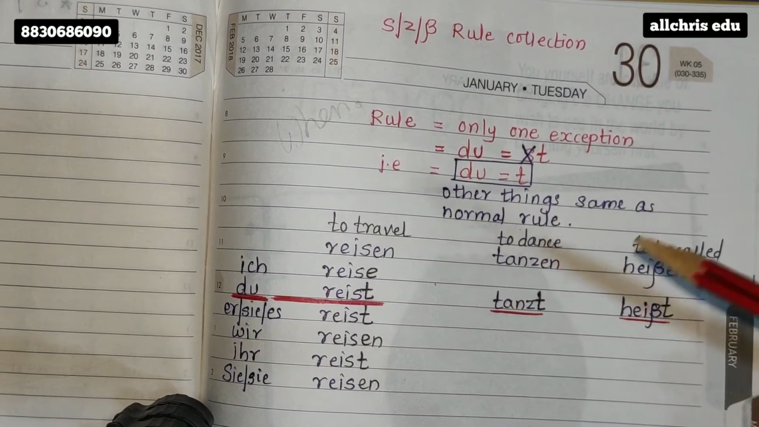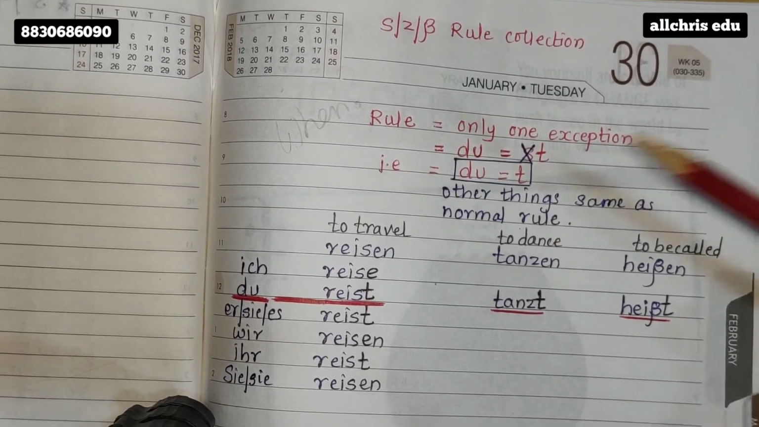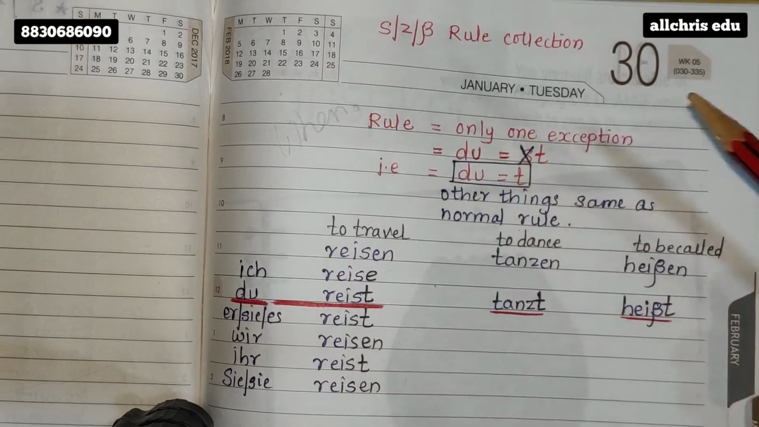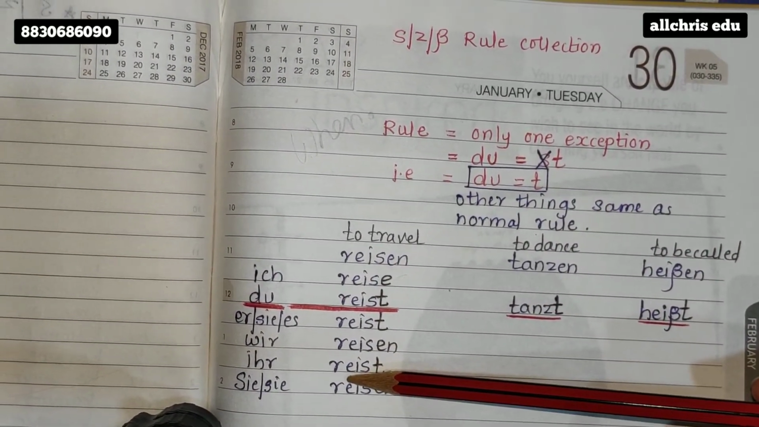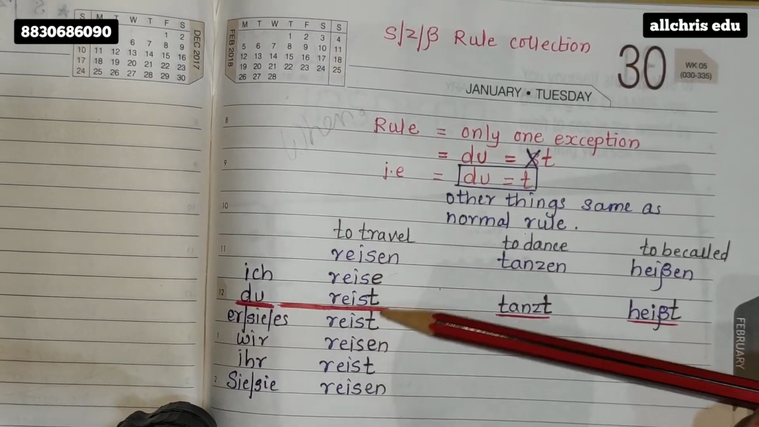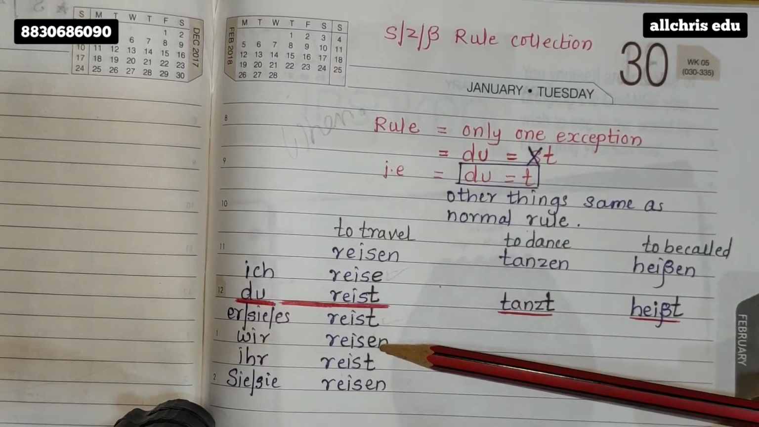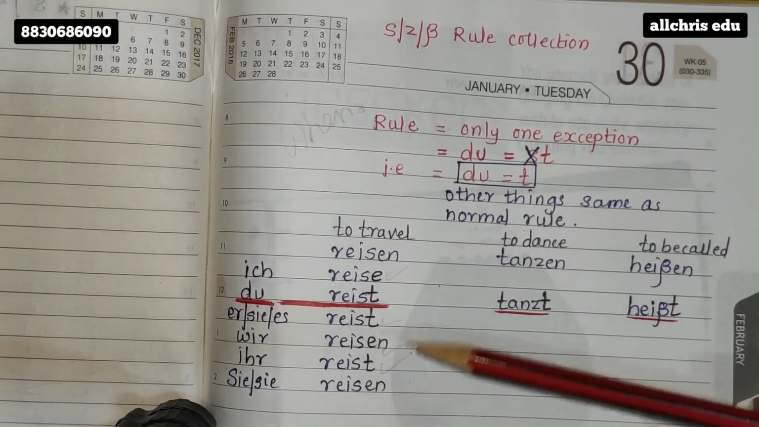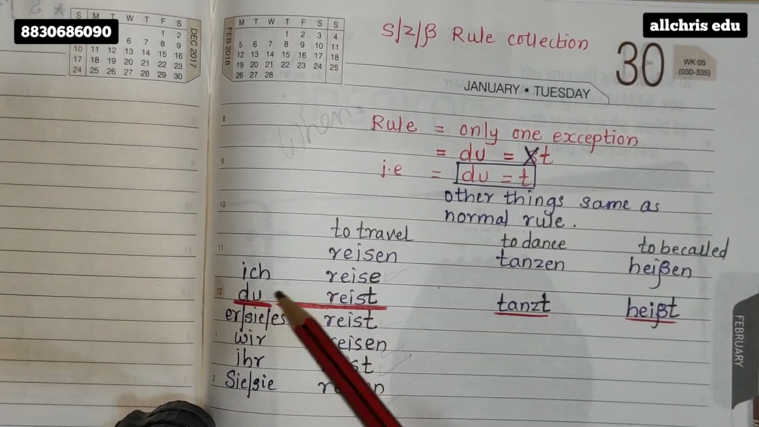So if you know how to conjugate according to the normal rule, this rule is very easy to understand. So I have written reisen in the similar manner as we do in the normal rule. I have written the stem with a blue color pen, and then I have taken a black color pen and tried to write the endings. Ich ends with E, er/sie/es ends with T, wir ends with EN, ihr ends with T, sie/Sie ends with EN. Everything is similar. But I skipped the word du.